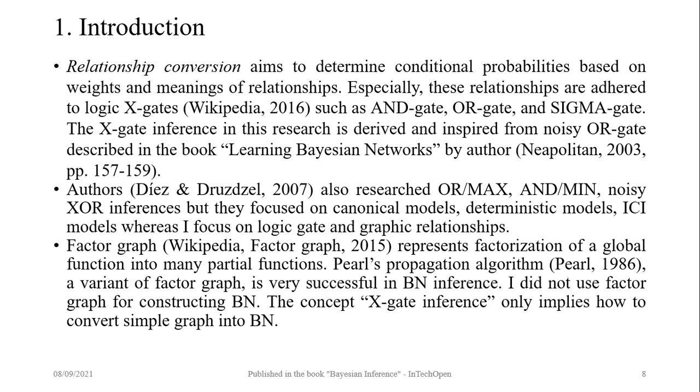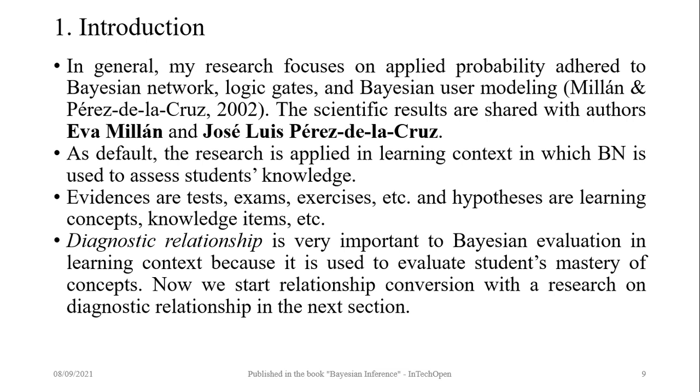Factor graph represents factorization of a global function into many local functions. Belief propagation algorithm, a variant of factor graph, is very successful in Bayesian inference. I did not use factor graph for constructing Bayesian networks, but the concept of SIGMA inference only implies how to convert a simple graph into Bayesian network. In general, my research focuses on applying probability adhered to Bayesian network, logic gates, Bayesian user modeling, Millán and Bayesian group, 2002. The scientific results are shared with authors Eva Millán and Jose Luis Pérez de la Cruz.